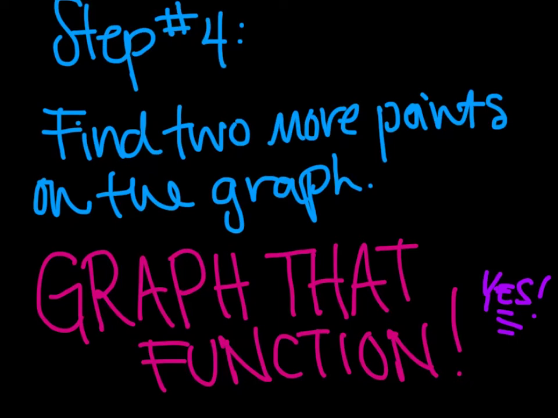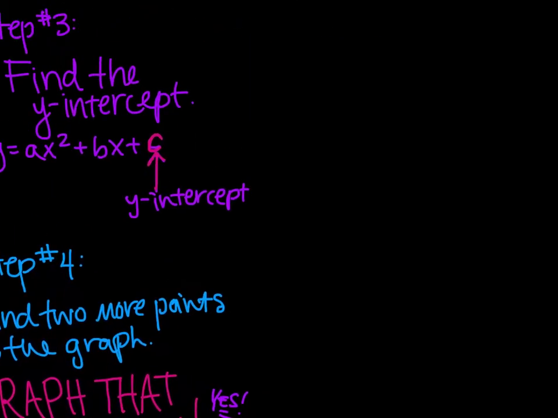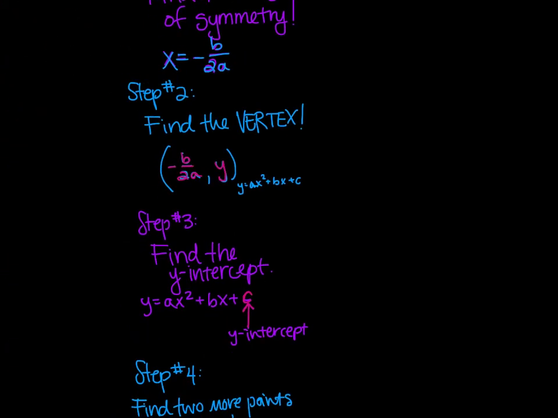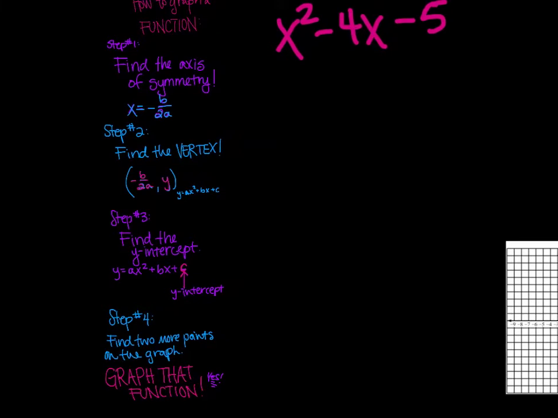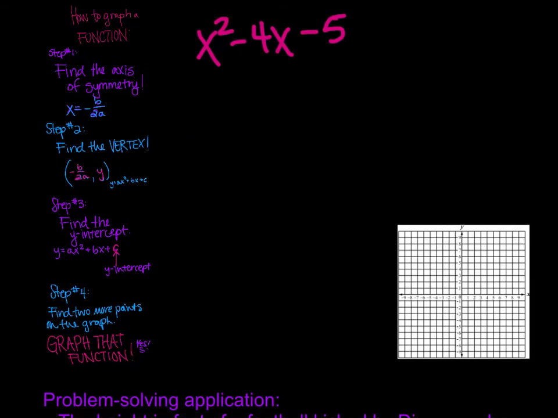So now we're going to actually graph a function, okay? So let me zoom out here so we can see our function that we're going to graph. Here we go. Here's our function. We have x squared minus 4x minus 5. So our first job, we need to find our axis of symmetry.